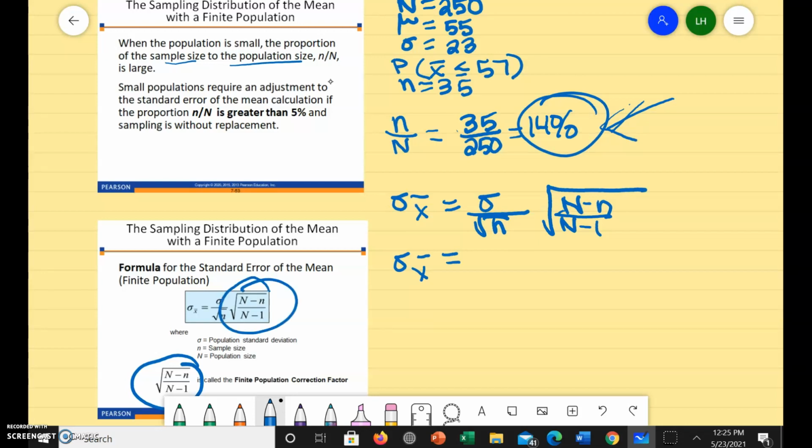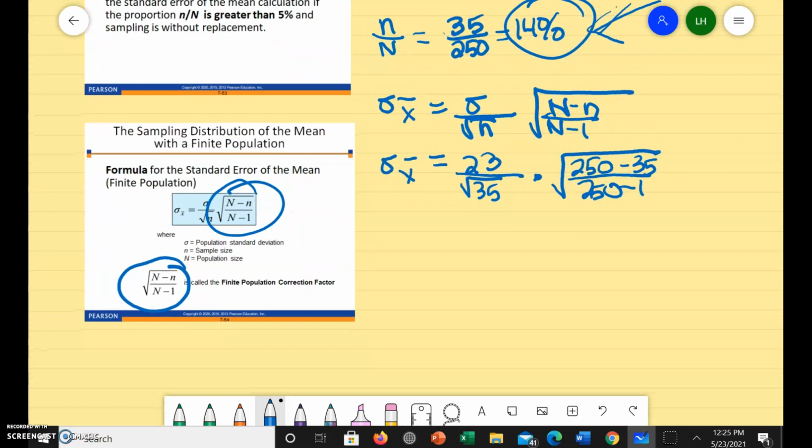So we're going to do 23 over the square root of n, which is 35, times the square root of 250 minus 35, divided by 250 minus 1. So first of all, let's simplify this part here. 215 divided by 249.